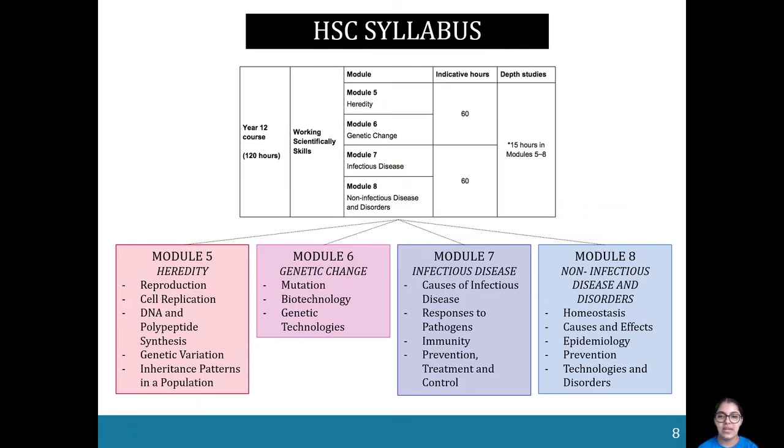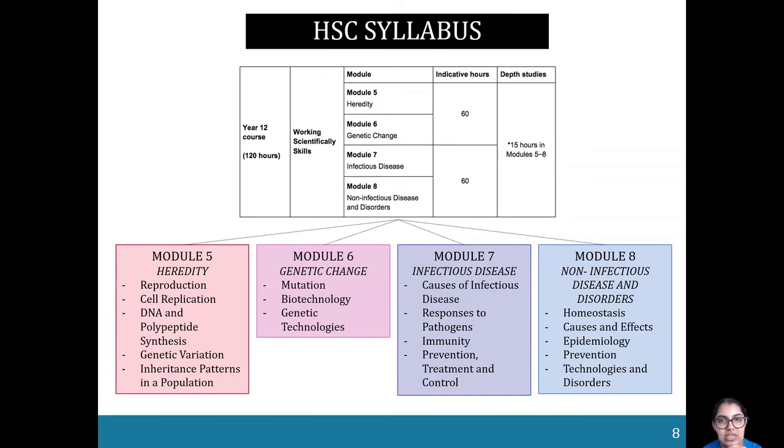So this is what the scope of the HSC syllabus looks like for biology. As you know, there are 4 modules. The first one is heredity, followed by genetic change, then infectious diseases, and we finish off with non-infectious diseases. Now, you may not study them in this specific order, and that's totally okay. What we are going to do today is go order-wise.